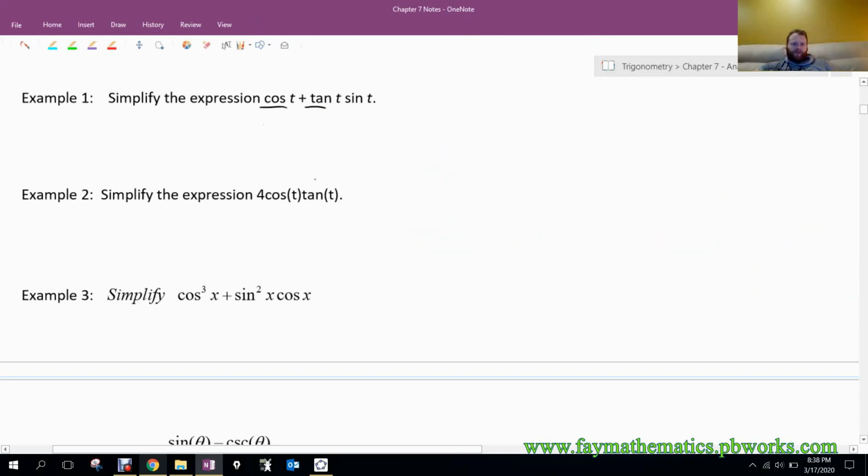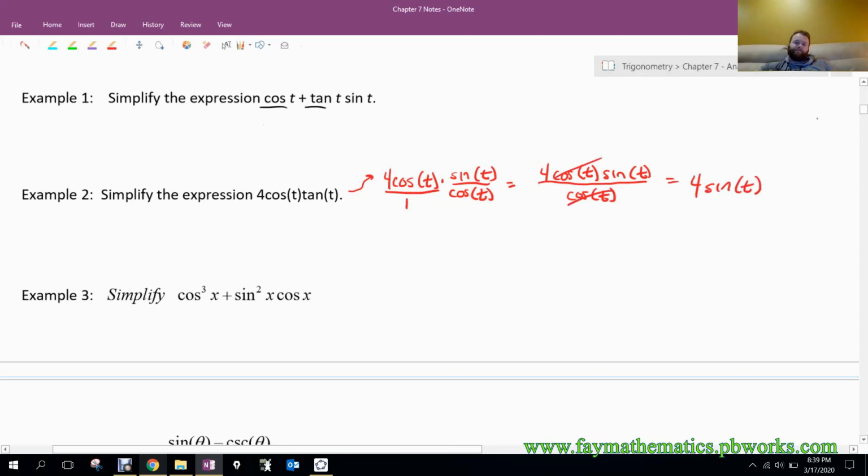So simplify the expression 4 cosine t tangent t. Again, rewrite everything in terms of sine and cosine. So I have 4 cosine of t times tangent of t, which is sine of t over cosine of t. Now you've got a cosine t up top. If I were to multiply this out, you don't need to if you don't want to, but it would look this way. It's a fraction times a fraction, so I multiply straight across the top, straight across the bottom. Now you see that cosine t and that cosine t can cancel out, and you're left with just 4 sine of t. So 4 cosine t tangent t is the same thing as 4 sine t.